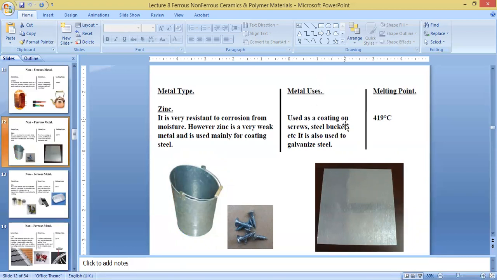Zinc is used as a coating on screws, steel buckets, etc., and it's used to galvanize steel. So why do we galvanize? We're trying to protect steel from corrosion. That's why we galvanize steel, and we use zinc because it is very resistant to corrosion. So this is where it is used: the steel buckets, the screws.